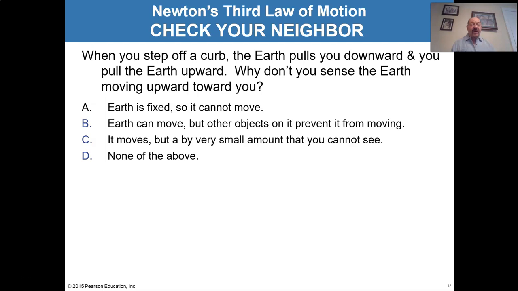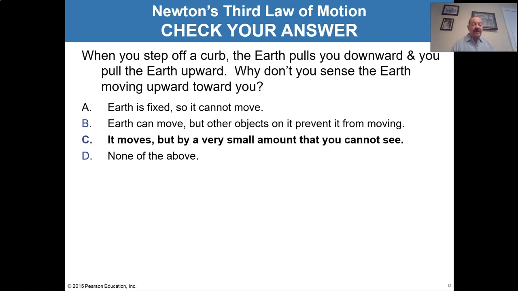When you step off a curb, the Earth pulls you downward and you pull the Earth upward. We just established that. Why don't you sense the Earth moving upward towards you? A, Earth is fixed, so it cannot move. B, Earth can move, but other objects on it prevent it from moving. C, it moves, but by a very small amount that you cannot see. D, none of the above.